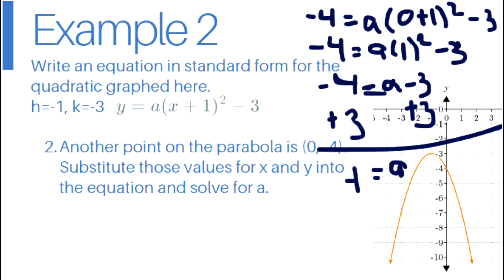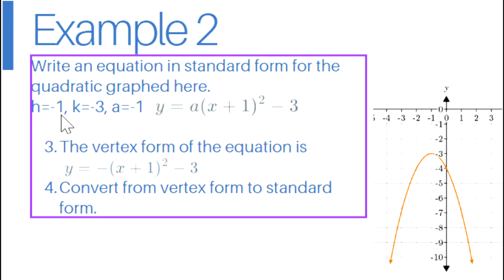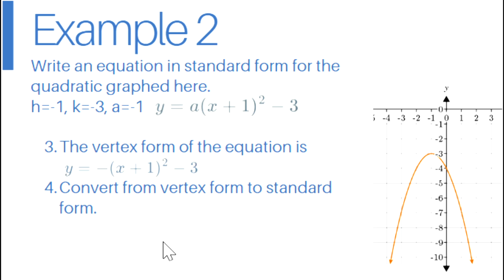Okay, so now we have our a value, we have h, we have k, we have a. The vertex form of the equation is y equals -(x plus 1) squared minus 3. Okay, convert from vertex form to standard form.